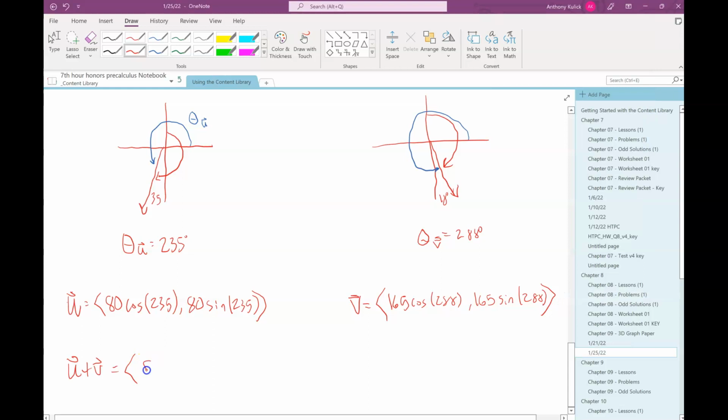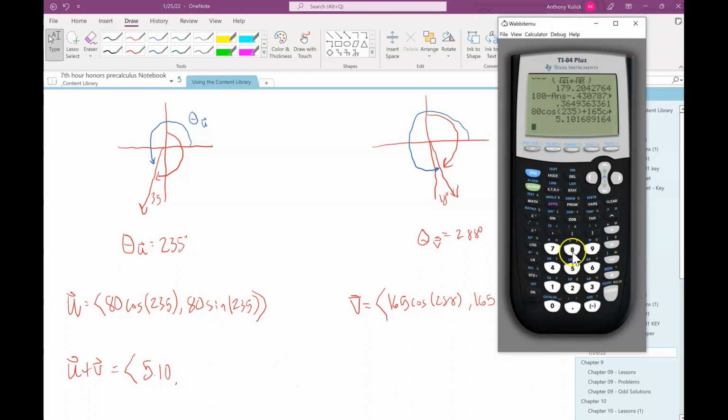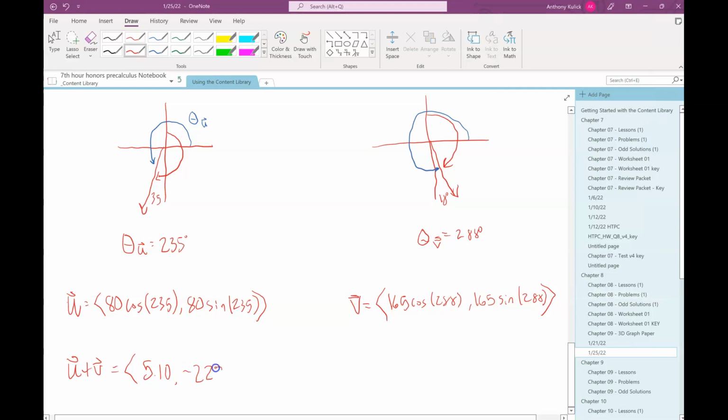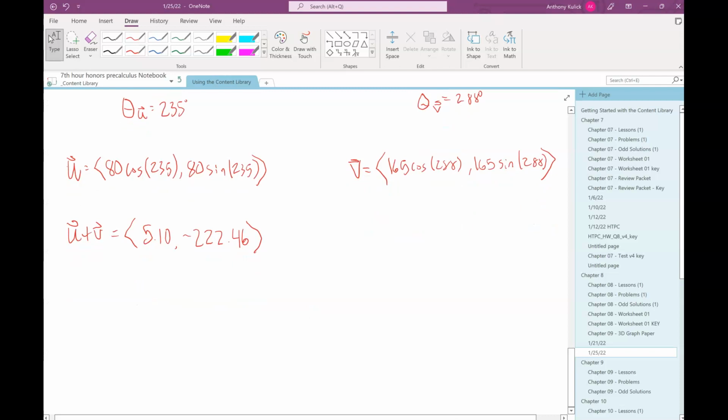So I get 5.10 for the x component. And negative 222.46 for the y component. Now that I have that vector in component form, I can compute its magnitude and direction quite easily.